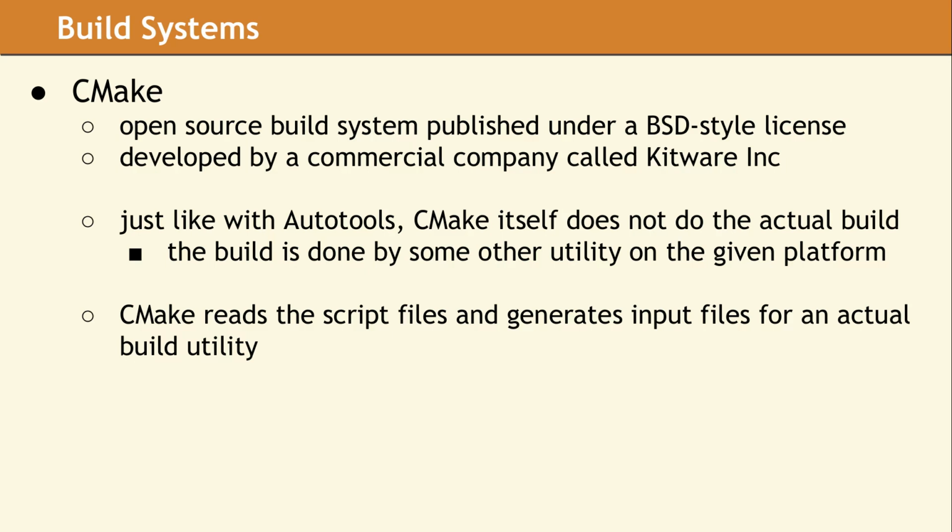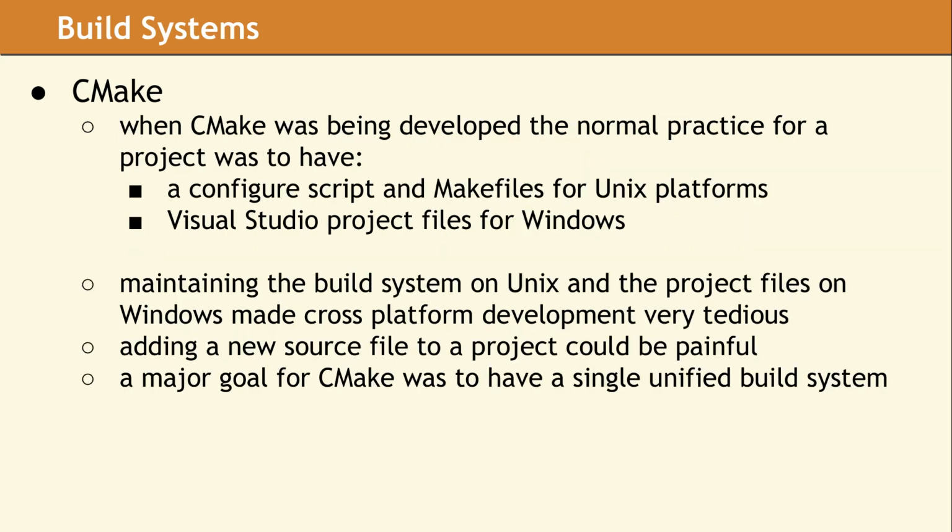The CMake build system is similar to AutoTools in that CMake generates files which are used by your build tool. The build is actually done by some other program or utility, like Make or Ninja or even your IDE. This reduces the number of dependencies CMake has to work with. We did a bit of research on the origins of CMake, and what we found was their desire to solve the problem of maintaining build files on Unix and project files on Windows.